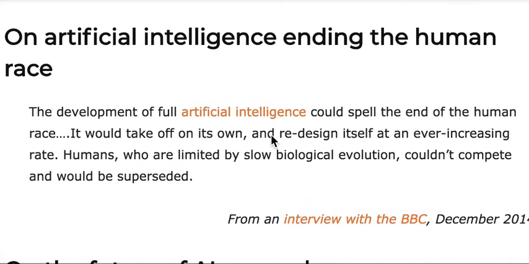Here's a quote from Stephen Hawking. The development of full artificial intelligence could spell the end of the human race. It would take over on its own and redesign itself at an ever increasing rate. Humans, who are limited to a slow biological evolution, couldn't compete and would be superseded.